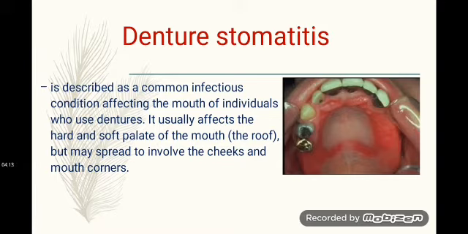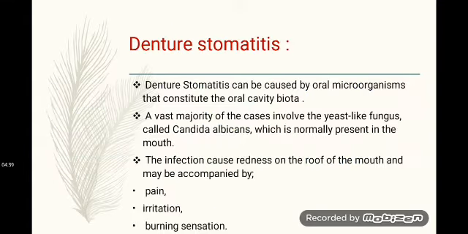Now we will talk about the second thing before the entry to oral microbiology: denture stomatitis. Denture stomatitis is a common infectious condition affecting the mouth of individuals who use dentures. It usually affects the hard and soft palate of the mouth, but may spread to involve the cheeks and mouth corners. Denture stomatitis is caused by oral microorganisms that constitute the oral cavity biota.